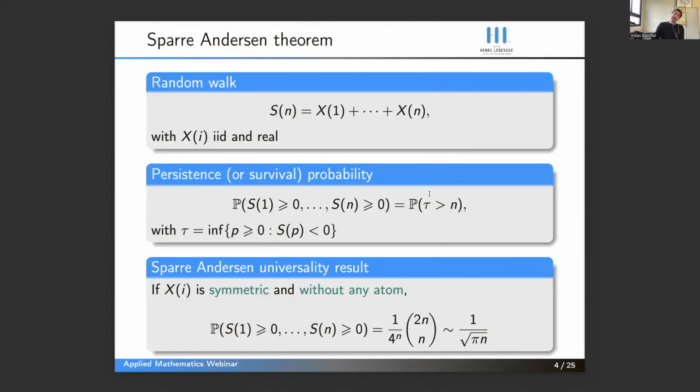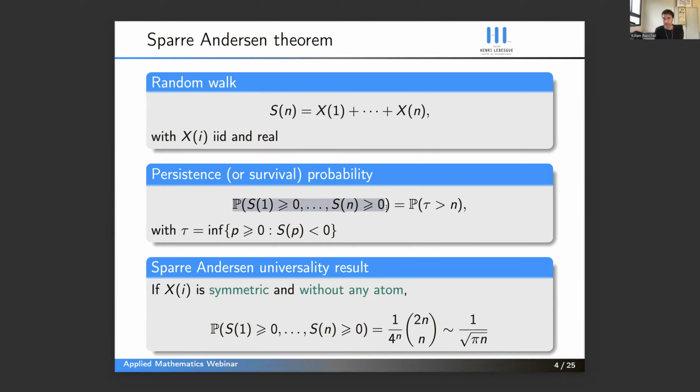Okay, so to continue, I need to state a very beautiful result called the Sparre Andersen theorem. I state it in dimension 1, but there are multi-dimensional versions of this theorem. So take a random walk in Z, just a sum of n variables which are independent and identically distributed. And for me, in this talk, a persistence event will be this probability: the probability that your random walk stays non-negative between time 1 and time n.